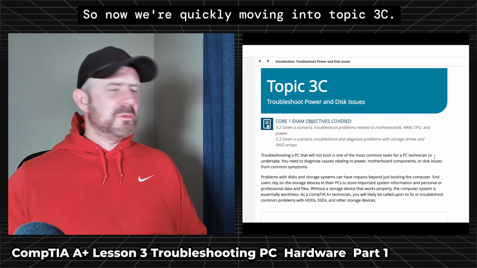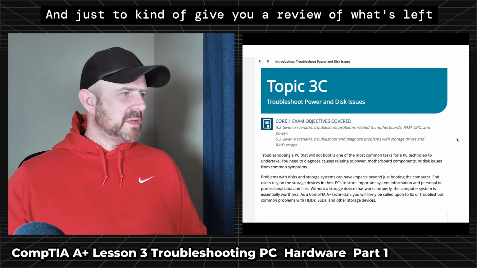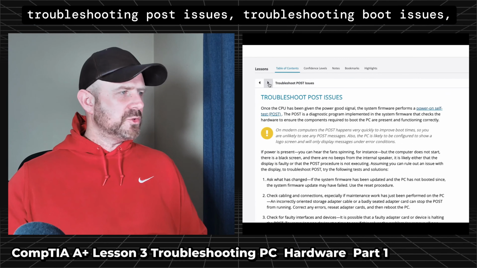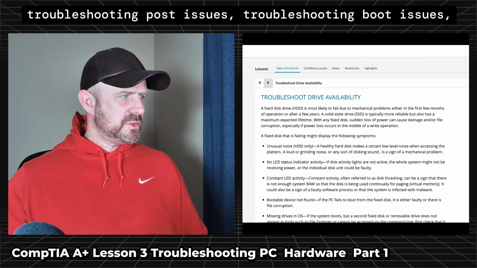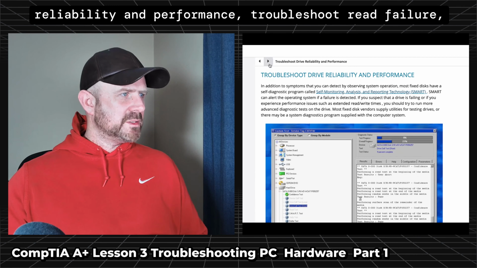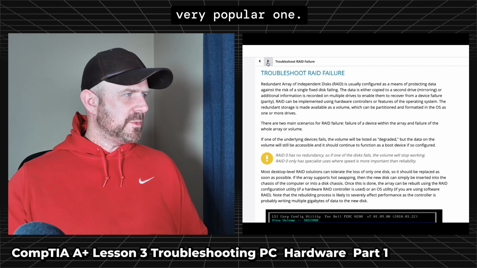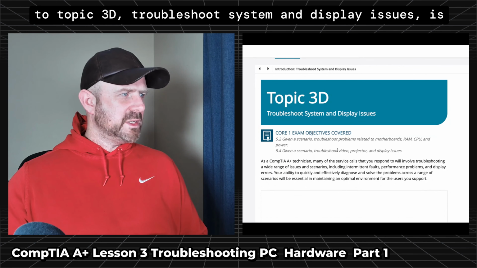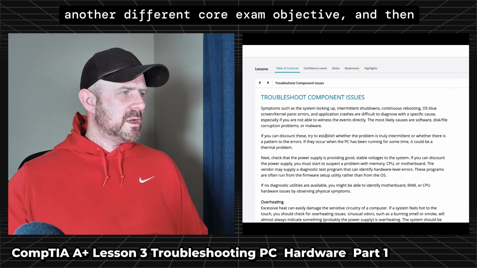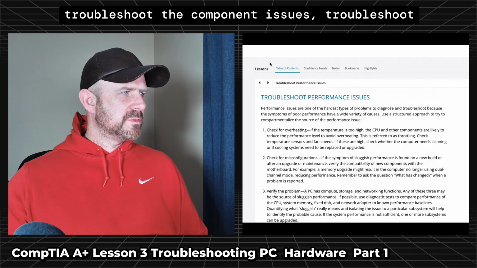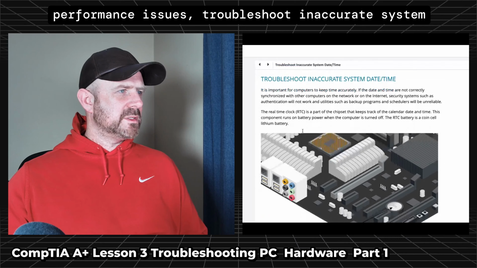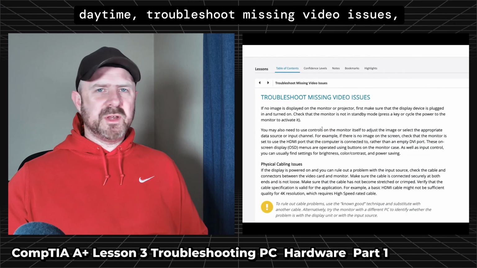So now we're quickly moving into topic 3C. Just to give you a review of what's left here, we have topic 3C: troubleshooting power issues, troubleshooting POST issues, troubleshooting boot issues, troubleshooting drive availability, troubleshooting drive reliability and performance, and troubleshooting RAID failure, a very popular one. Then we're into topic D, troubleshooting system and display issues, which is a different core exam objective. And then troubleshooting component issues, troubleshooting performance issues, troubleshooting inaccurate system date and time, and troubleshooting missing video issues.